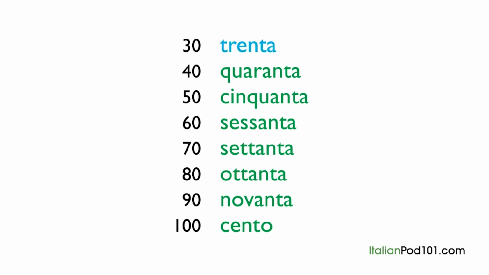30, 40, 50, 60, 70, 80, 90, 100. We form Italian compound numbers above 20 by simply adding each element in successive order.